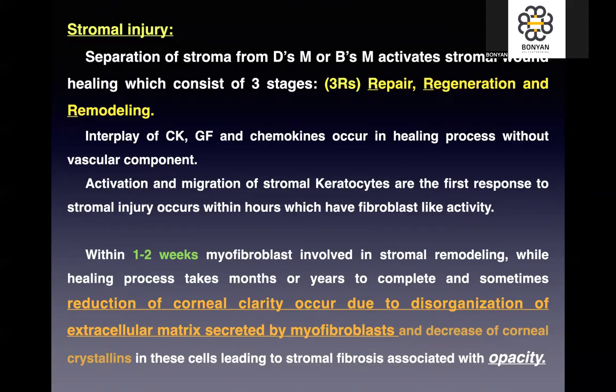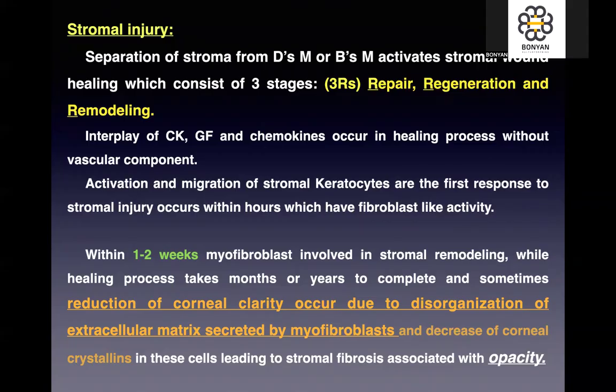Activation and migration of stromal keratocytes are the first response to stromal injury and occur within hours, which have fibroblast-like activity. So the fibroblasts, which are responsible for the healing process, especially the secondary healing or secondary regeneration, are responsible for the scar formation, but the keratocytes are the fibroblasts of the cornea.